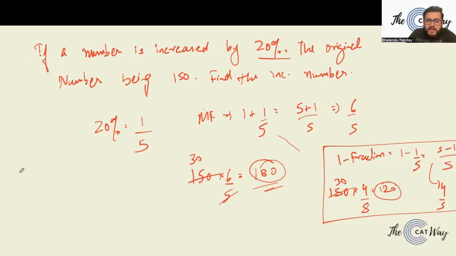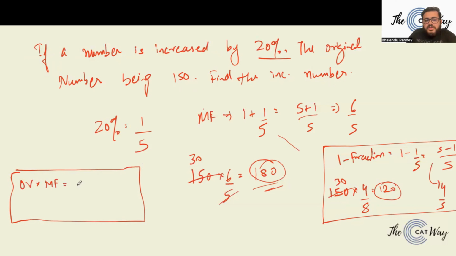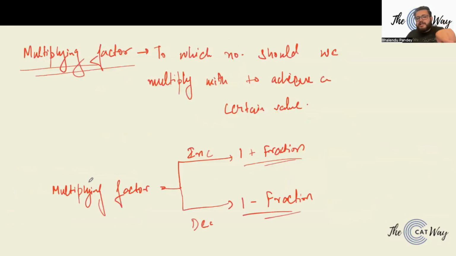Now if you want to write this as a formula, a very simple way to write it is that the original value multiplied with the multiplying factor gives you the final value. If any one item is missing and the others are given, you can very easily calculate it. So original value multiplied by multiplying factor gives you the final value. That's the most basic equation that you have to follow. For the multiplying factor, if increasing, 1 plus fraction; if decreasing, 1 minus fraction.